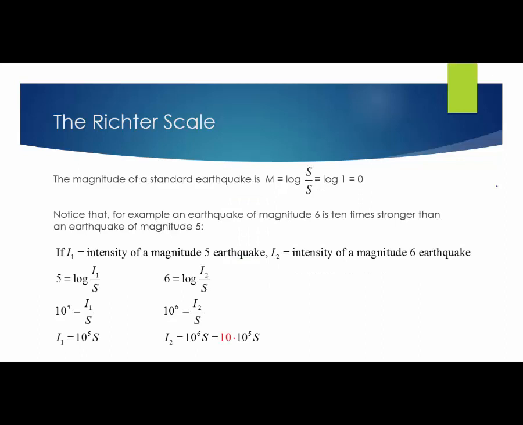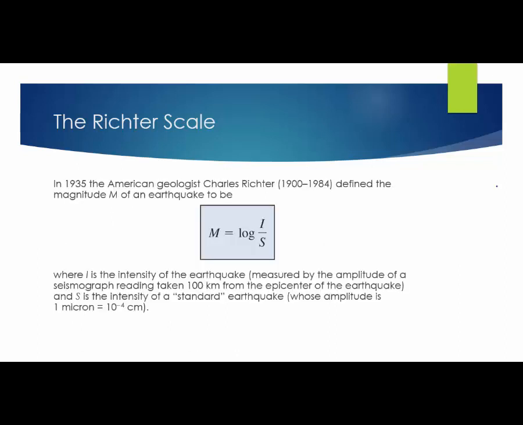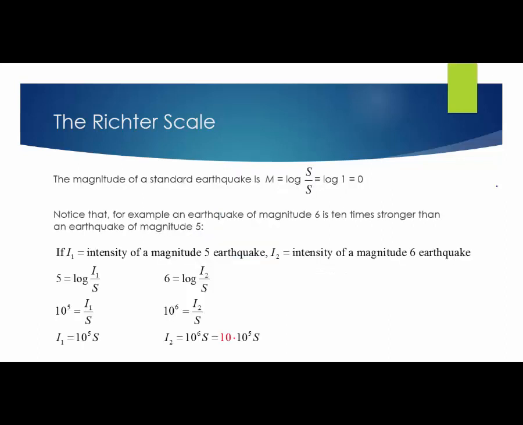The magnitude of a standard earthquake, then, if it's S, the logarithm of S over S is the logarithm of 1, or 0. So again, here was our formula, I over S. If we're looking at an earthquake with the intensity of a standard earthquake, that's kind of where we start our scale, at 0, our standard earthquake. An earthquake of magnitude 6 is actually 10 times stronger than an earthquake of magnitude 5. Not totally surprising, knowing that we're looking at this base 10 logarithm.